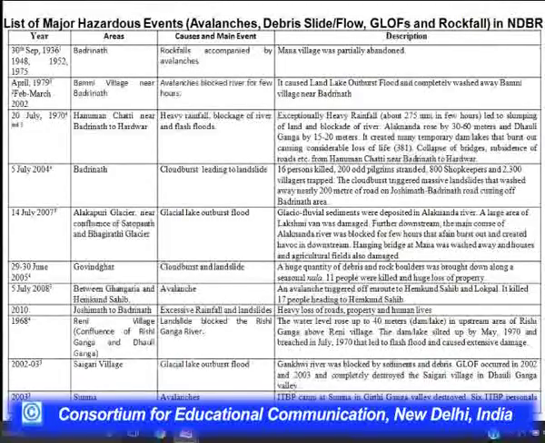More recent is 14th July 2007, Alkapuri Glacier near the confluence of Satopant and Bhagirathi Glacier. This may be called a glacier lake outburst flood, and here I would like to describe that glacier fluvial sediment was deposited in the Alaknanda river. A large area of Lakshmi 1 was damaged.